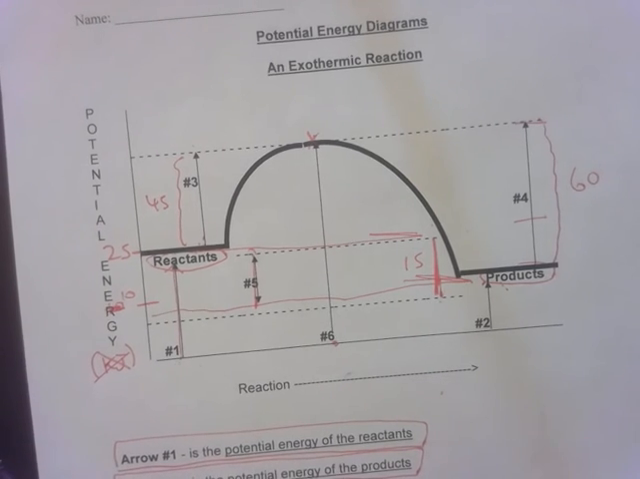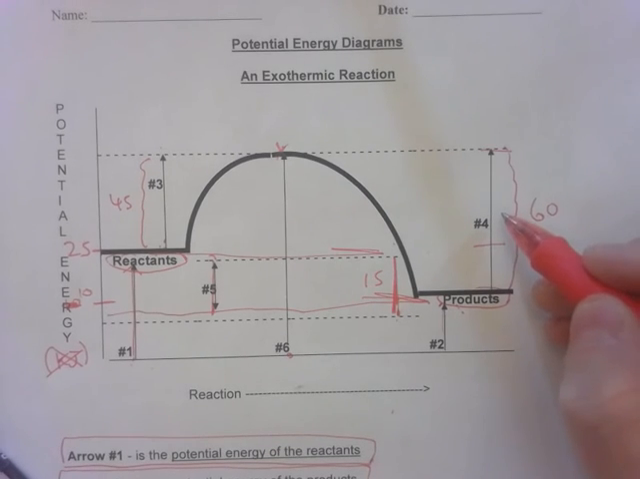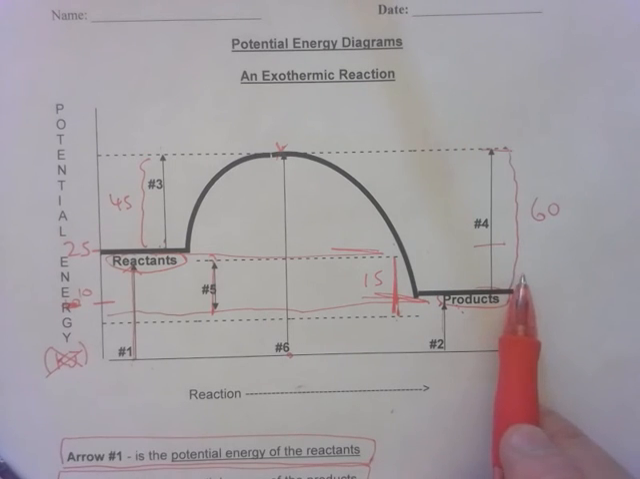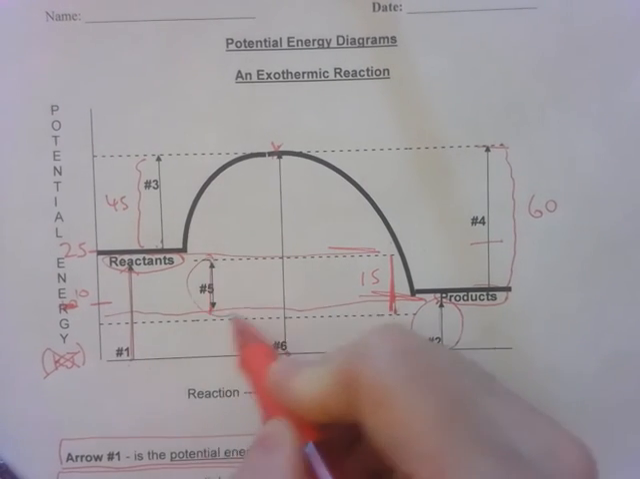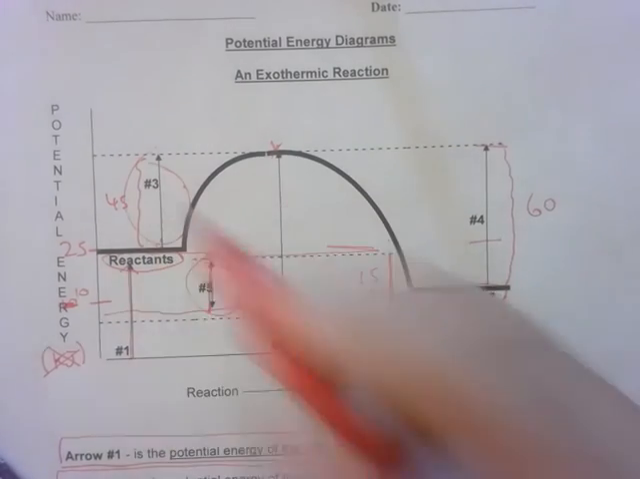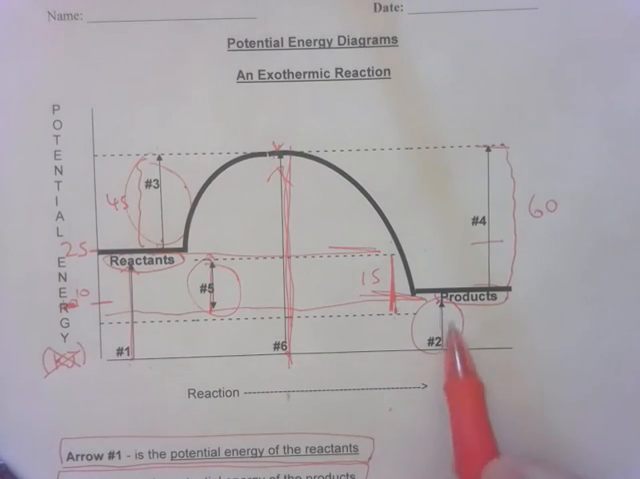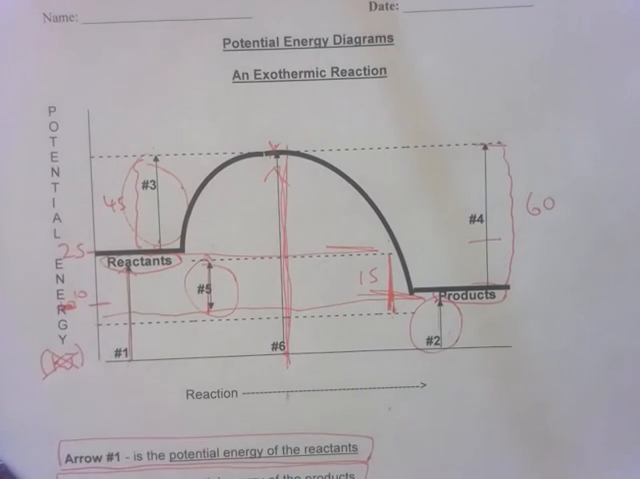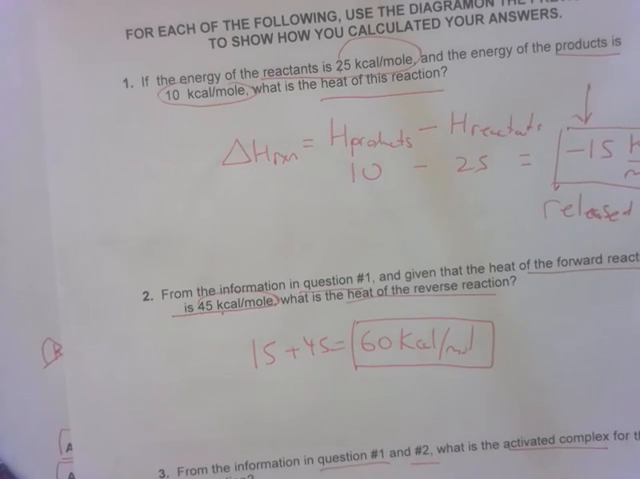Or I could say, wait a second, isn't it also the same as arrow 2 plus arrow 4? Well, yeah. Then arrow 2 is 10 and arrow 4 is 60. 10 plus 60 is also 70. Or if I want to make it really complicated, I could say it's the sum of arrow 2 plus arrow 5 plus arrow 3. All these together add up to this long arrow, right? So 10 plus 15 plus 45 still equals 70. So no matter how you figure it out, you're going to get 70 kilocalories per mole.